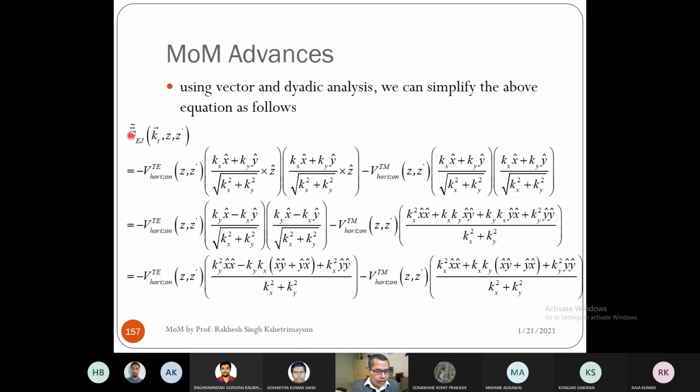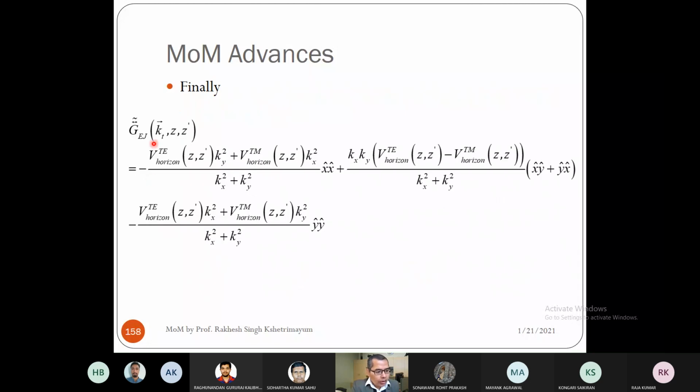Finally, what I get is the Green's function in the spectral domain, which will have four components. I can clearly see that I will have only four components here: x hat x hat, y hat x hat, x hat y hat, and y hat y hat. So I will have only four dyads here. So you can combine similar terms here, x hat y hat plus y hat x hat plus y hat y hat. So you combine those terms, then finally what you get is something like this. So the Green's function here will have only four components.